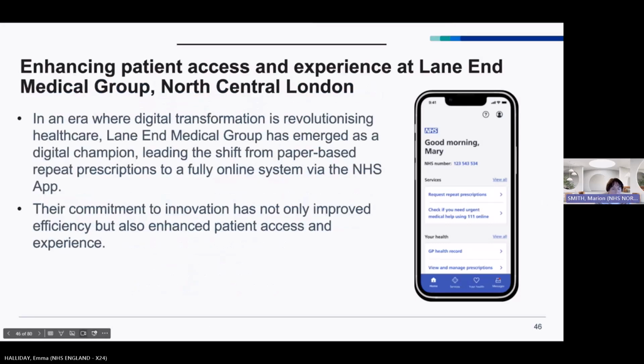So really here is setting the scene around, in an era where digital transformation is revolutionising healthcare, Lane End Medical Group has emerged as a digital champion, leading the shift from paper-based repeat prescriptions to a fully online system via the NHS app. And their commitment to innovation has not only improved efficiency, but also enhanced patient access and experience.